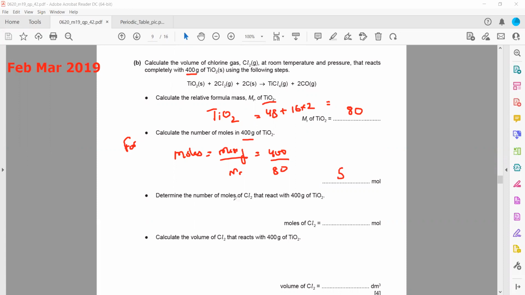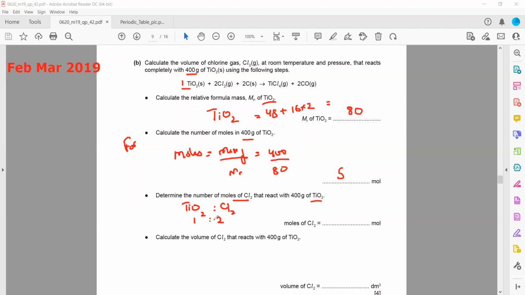Then we have to calculate the moles of chlorine which reacted with titanium oxide. As you can see in the question, we don't have any information about chlorine, either volume or mass is not given for chlorine. So we'll use a ratio. We'll take a ratio between titanium oxide and chlorine. According to the equation, the simplest ratio, if we have 1 mole of titanium oxide, there will be 2 moles of chlorine. So the ratio between them is 1:2.